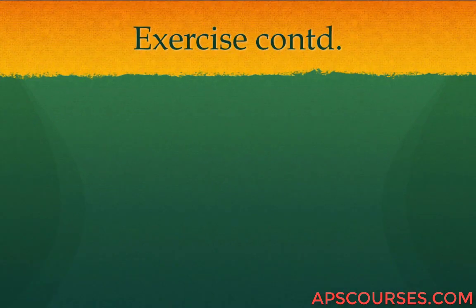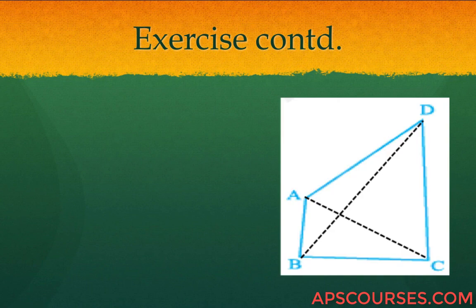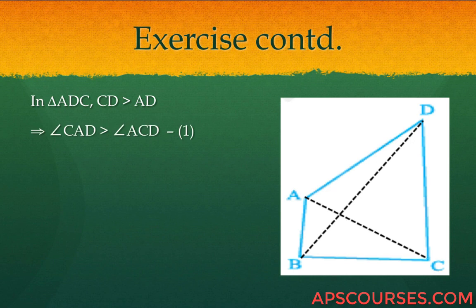The next part, we now need to prove that angle A is greater than angle C. This is our figure. We need to prove angle A greater than angle C. In triangle ADC, CD is greater than AD, since CD is the largest side, of course. This implies angle CAD would be greater than angle ACD. This is our first relation.